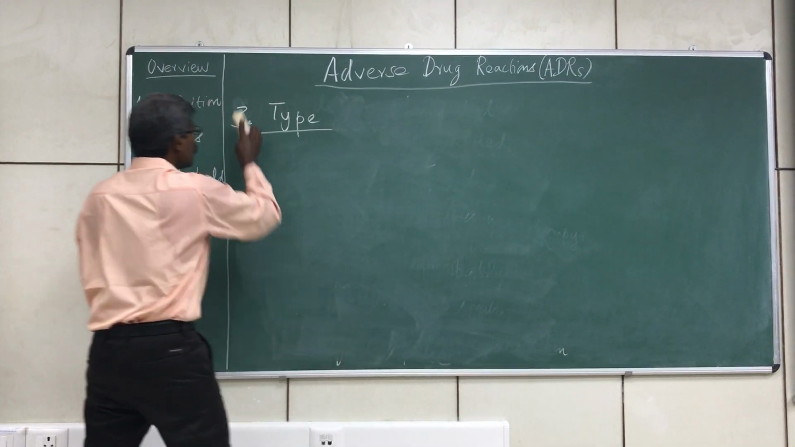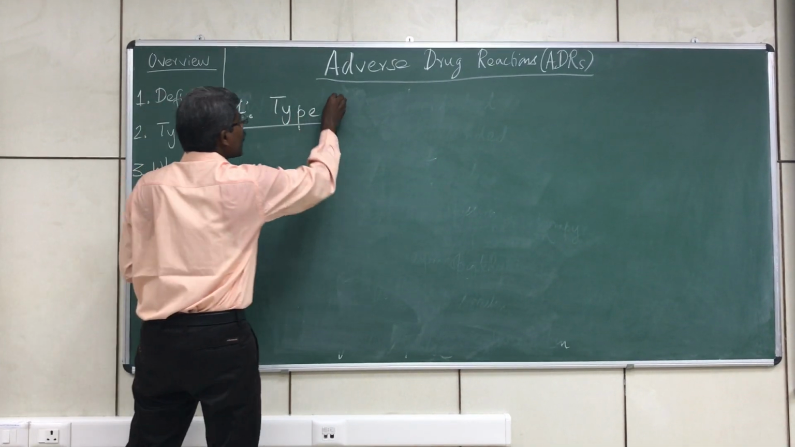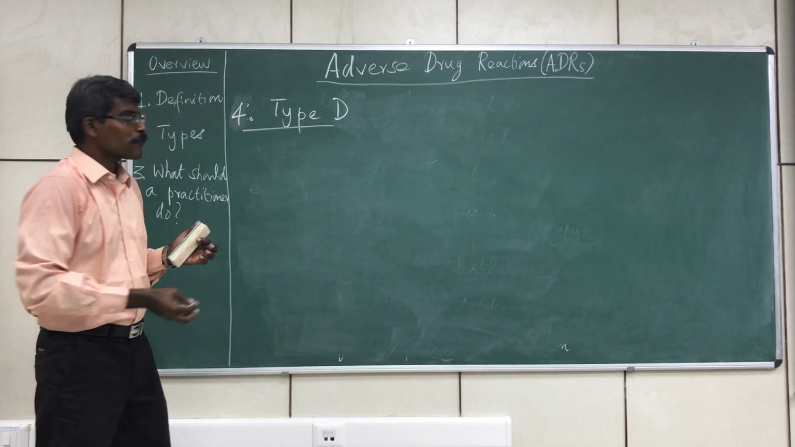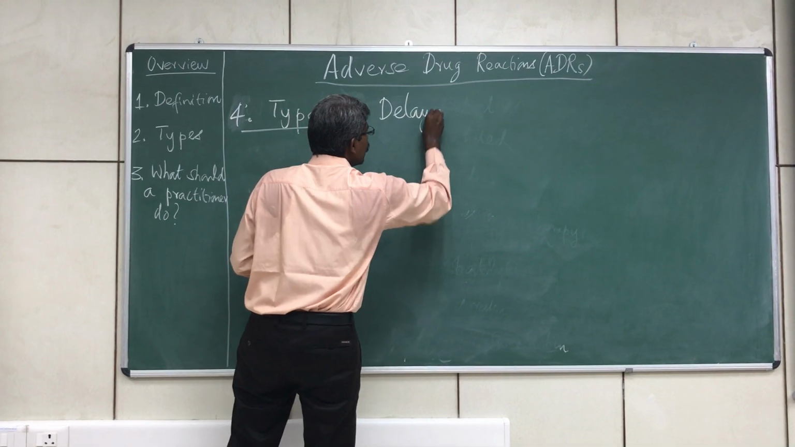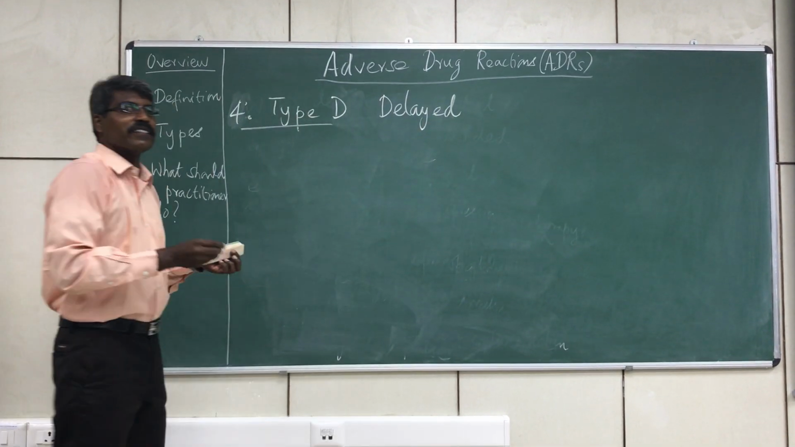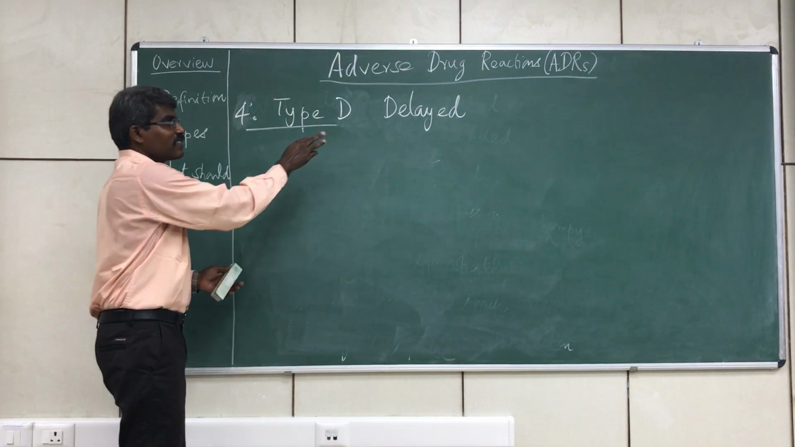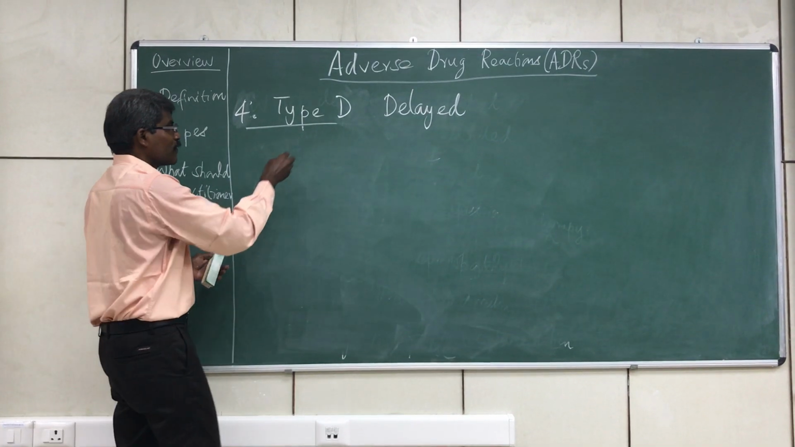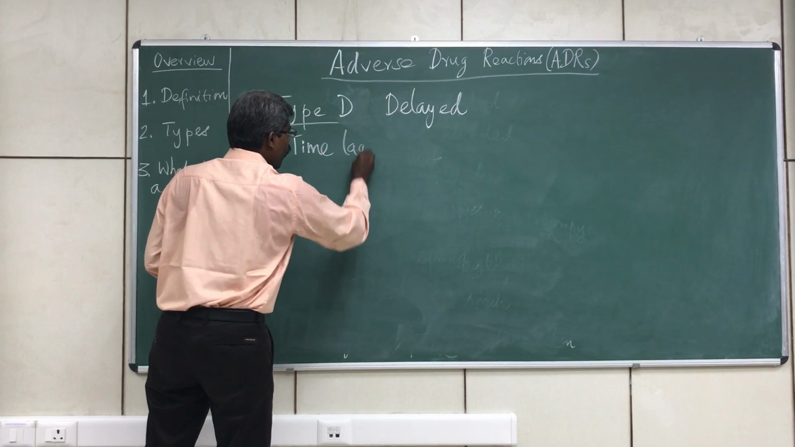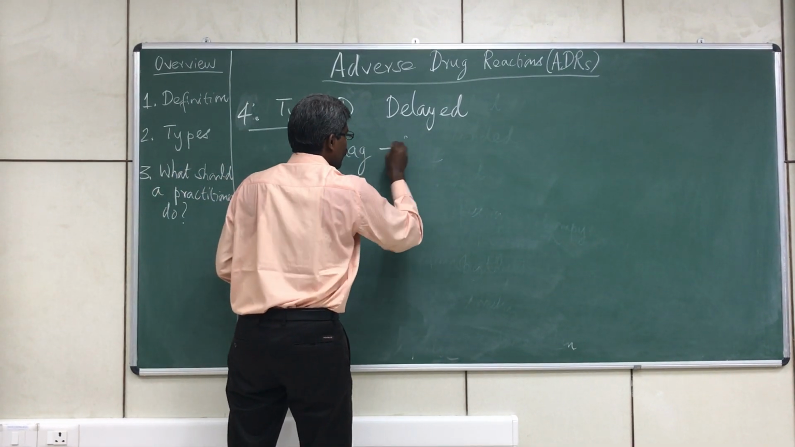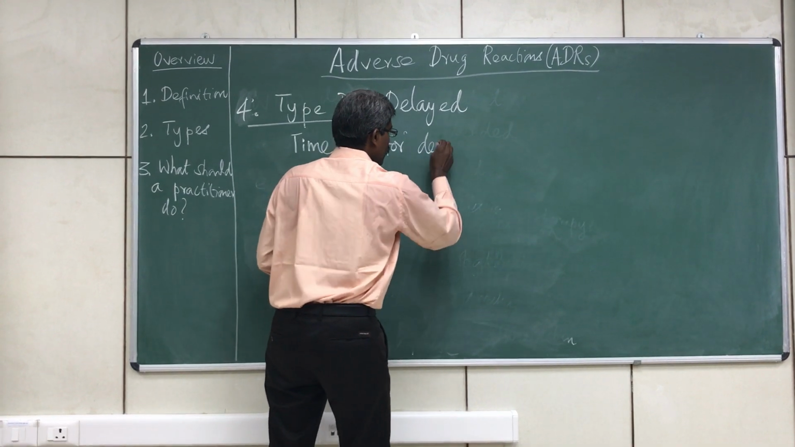Right. Now, the fourth type of reaction, the type D. D stands for delayed. Now, what is delayed? The occurrence of the adverse drug reaction is delayed. This is different from chronic. So there is a time lag for the development of ADR.